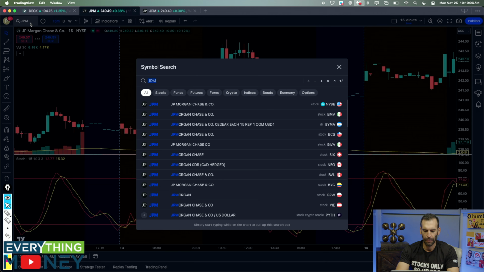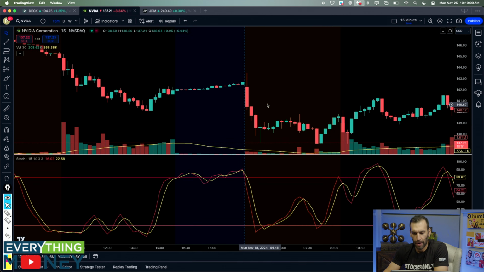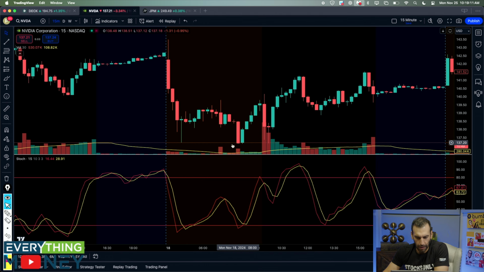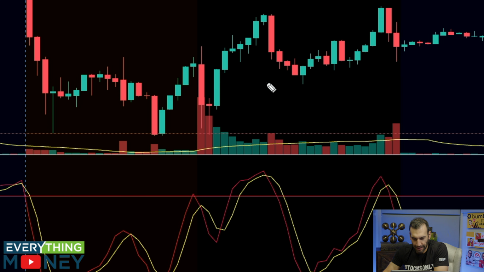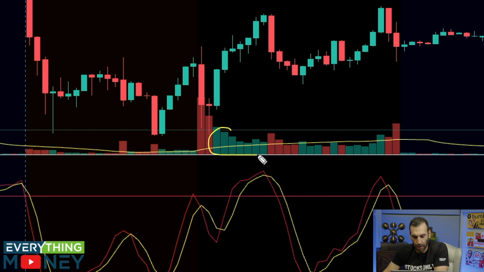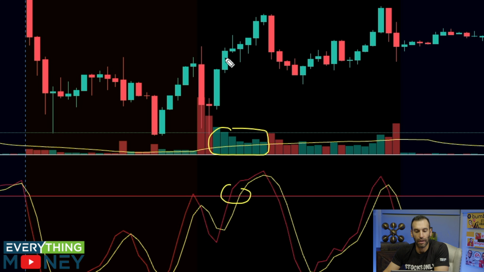So let's go to NVIDIA. NVIDIA is probably going to be, and exactly, here we go. NVIDIA is perfect. I don't know what day this is, but I'm just looking for patterns right now. What are we looking for? Good volume. You had that throughout the entire afternoon. Stochastic over 80%, engulfing candlestick.